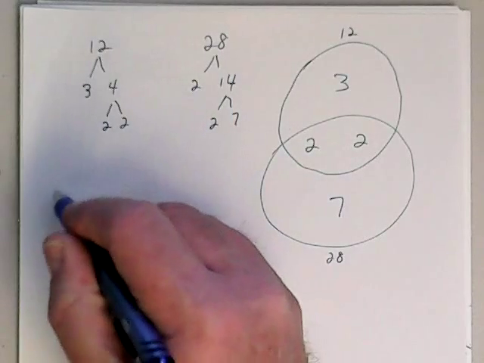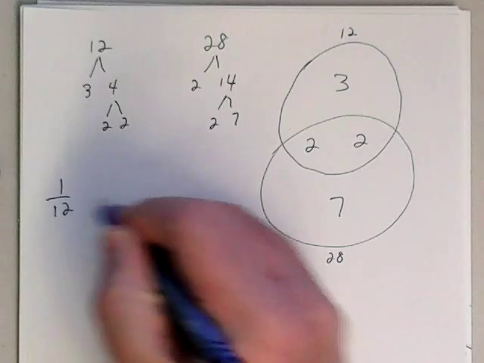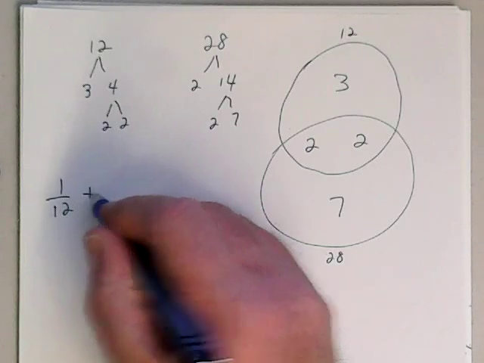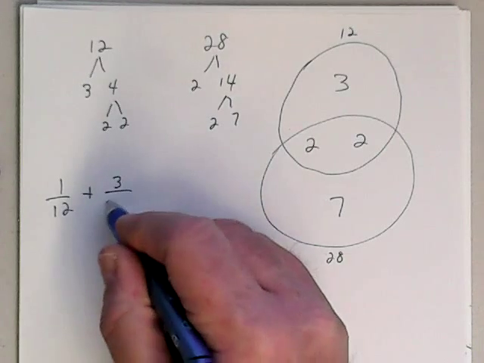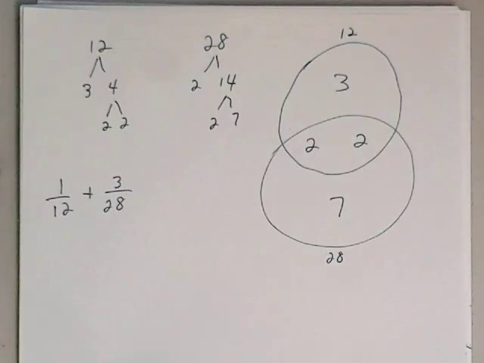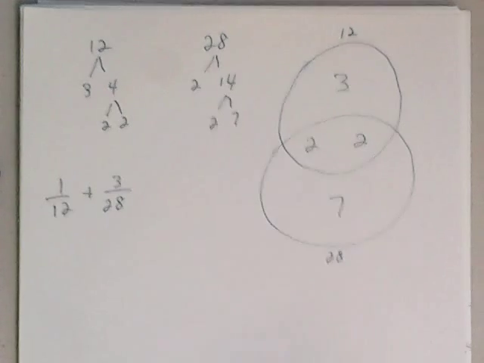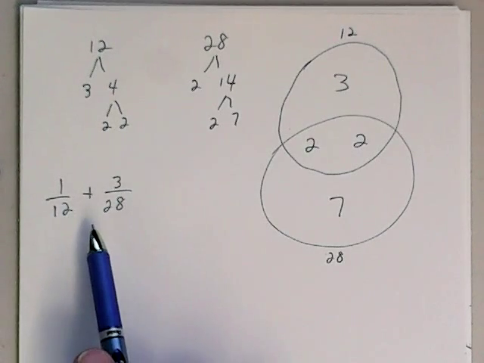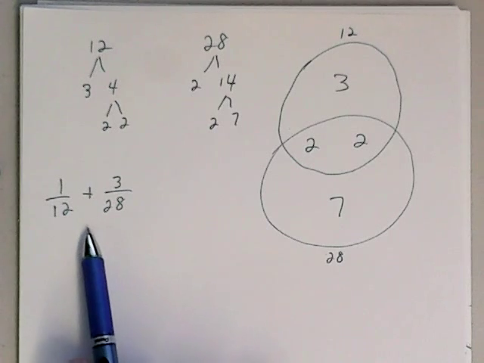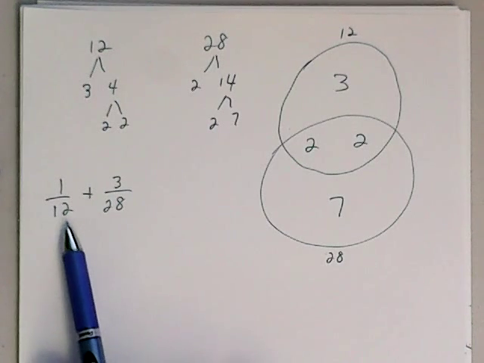Here's what kind of problem I might have. If I have 1/12 plus 3 28ths, and I want to add those things. Well, the rule for adding fractions is that I have to have a common denominator.